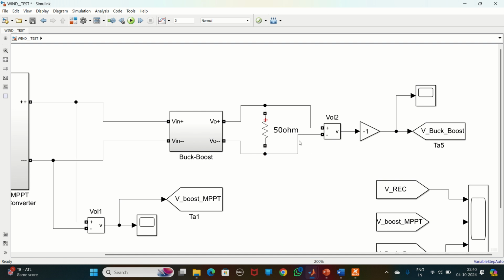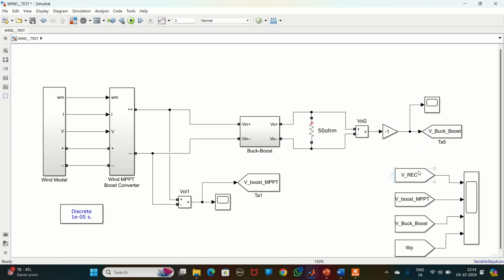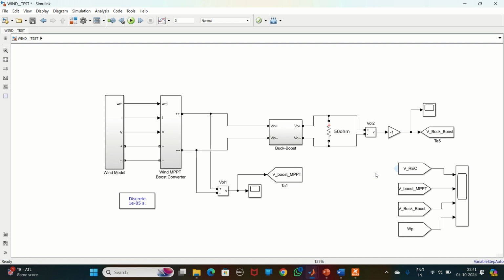Fine. So now I want to give a routing. I want to calculate this voltage. Here I am measuring the voltage, and I used -1 so that it became positive, and then I have given a routing signal. This signal I can use anywhere, like for measuring and so on.